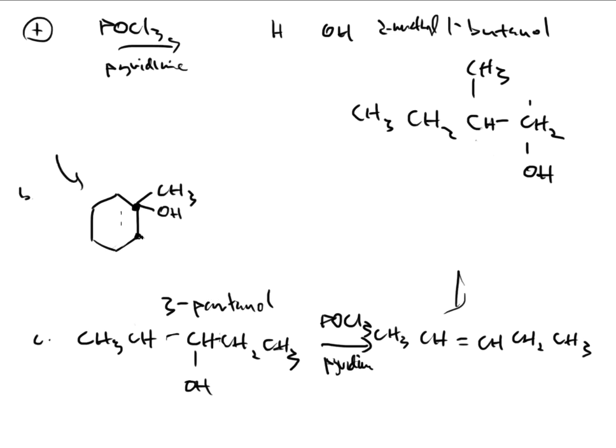If I wanted to name this structure here, this is a cyclohexane. So this is a cyclohexanol. This is a 1-cyclohexanol. And on 1, I also have a methyl group. So 1-methyl-1-cyclohexanol. And 1s are understood to be there if we don't write them. So I could simply write methylcyclohexanol instead. And it works.